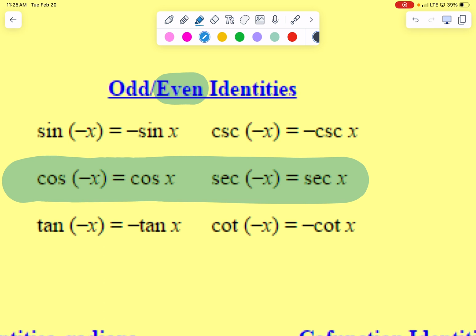Now, this is nice because if you have a negative stuck in your parentheses, you can take it out by using one of the even or odd identities and make your life a little bit better.